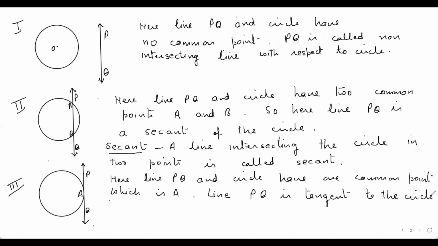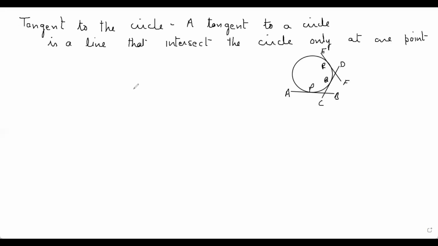In first case, line PQ doesn't touch the circle. In the second case, line PQ intersect the circle at 2 points. In the third case, line touches the circle at 1 point. On the next page, I'm going to write the definition of tangent to the circle. Now tangent to the circle. A tangent to a circle is a line that intersects the circle only at 1 point.